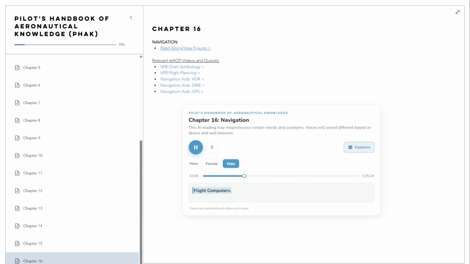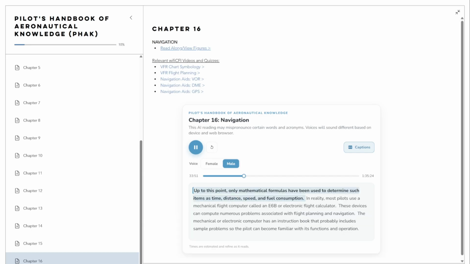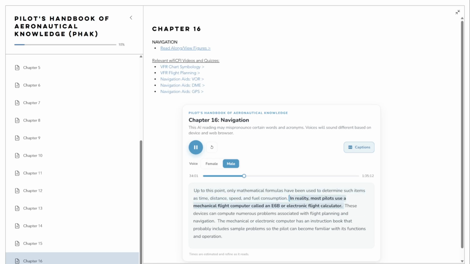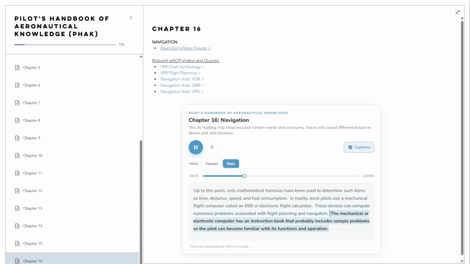Flight computers. Up to this point, only mathematical formulas have been used to determine such items as time, distance, speed, and fuel consumption. In reality, most pilots use a mechanical flight computer called an E6B or electronic flight calculator. These devices can compute numerous problems associated with flight planning and navigation. The mechanical or electronic computer has an instruction book that probably includes sample problems so the pilot can become familiar with its functions and operation.